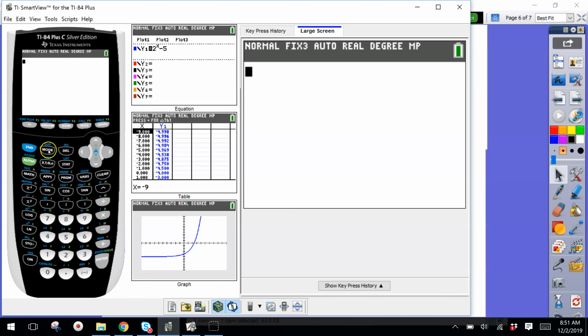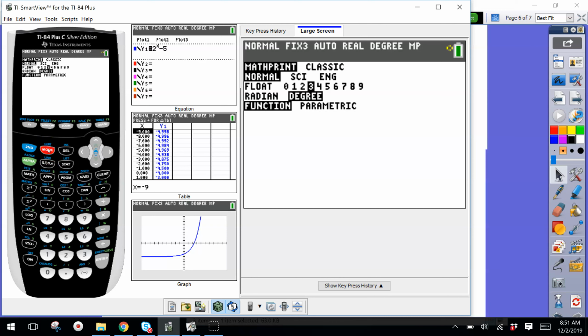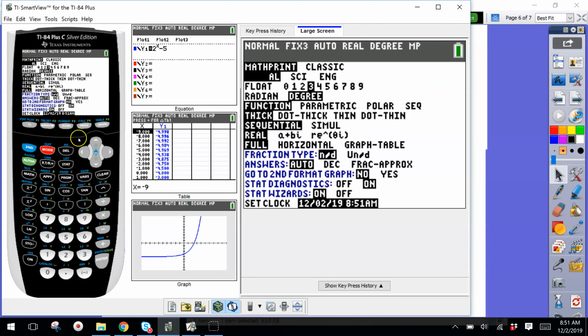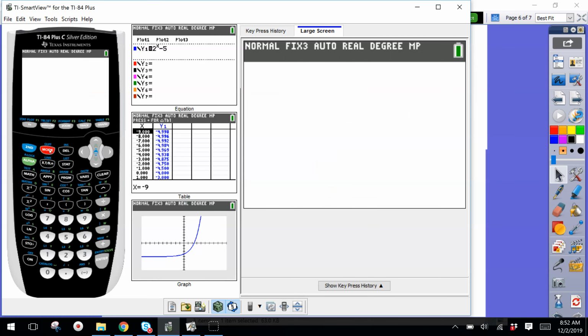So we're going to go to mode, and we're going to find where it says stat diagnostics. We're going to keep pressing the down arrow key until we find it. So this is where my stat diagnostics is. It's actually on. I already turned it on, but if you reset your calculator or start from scratch, it's always going to be off. So you want to make sure that this is on. So just press on. After you're done with that, you want to quit out of this. The way you quit out is you press second, which is this blue button right here, and then mode. And that's it, you're out of there.